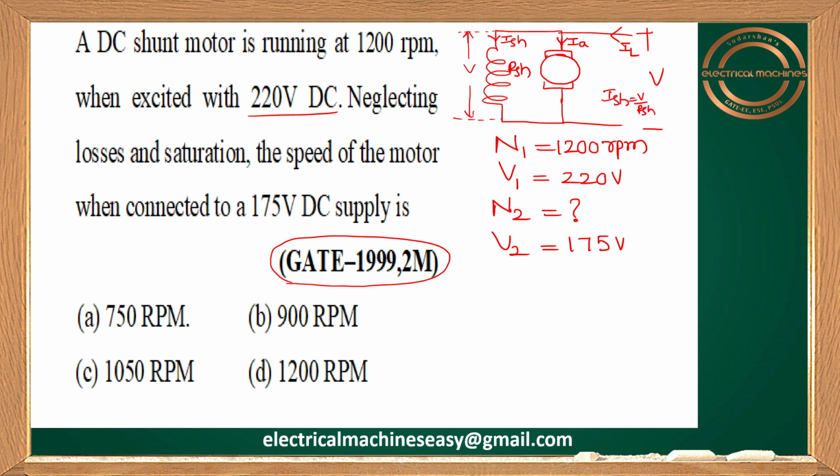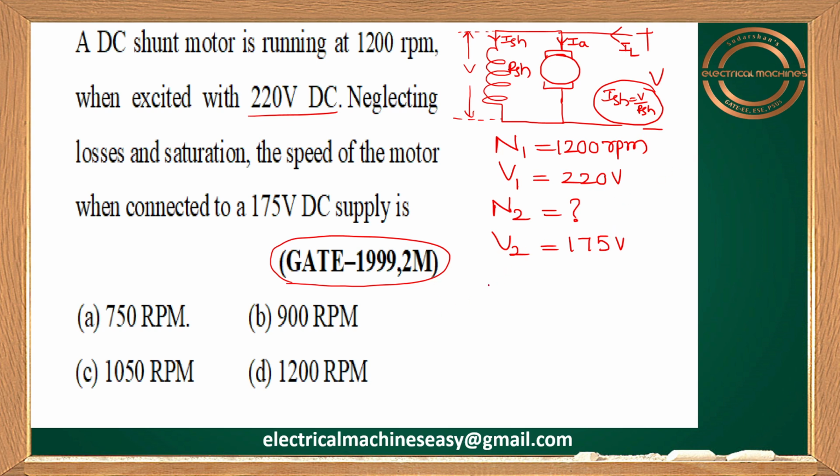V by R_SH. So previously I took I_SH as constant, and flux I took as constant. That is okay, but that condition is valid as long as your supply voltage is constant. Whenever the supply voltage is constant, I_SH remains constant and flux remains constant. That is okay. But in this question, he is changing the supply voltage. Initially, he applied 220 volts. Next, he is applying 175 volts. So guys, try to understand the small logic here.